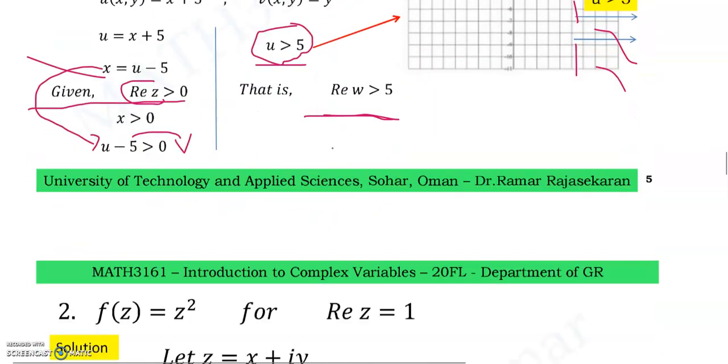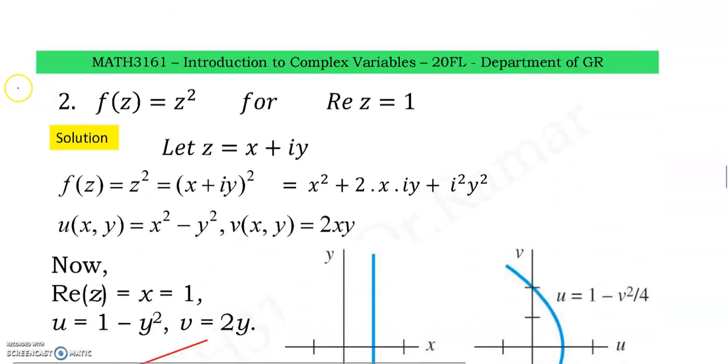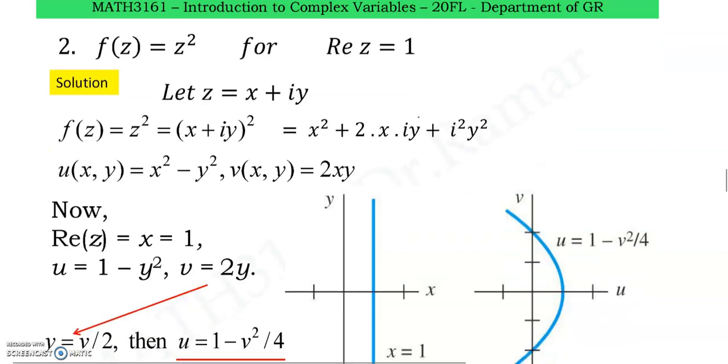That's it. Now see the second question. Now find the range again for this function for real part of z equal to 1. Similar idea. You take z equal to x plus iy and substitute here. It's very simple. z squared is (x plus iy) whole squared, that is nothing but the (a plus b) whole square rule. You apply the rule. Now what is the real part? x squared, and then i squared is minus, so y squared. So the real part is x squared minus y squared.